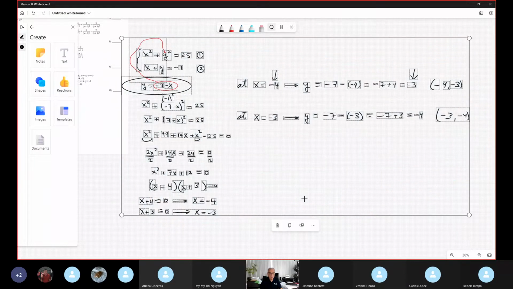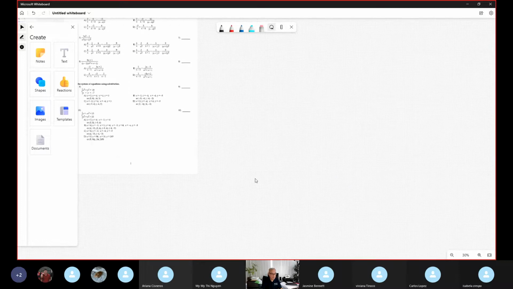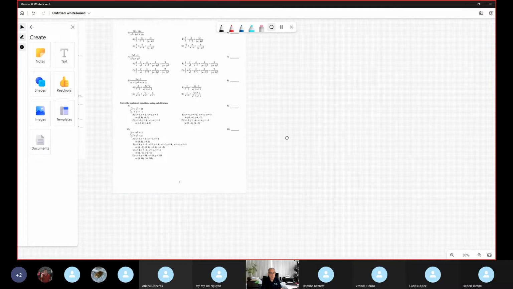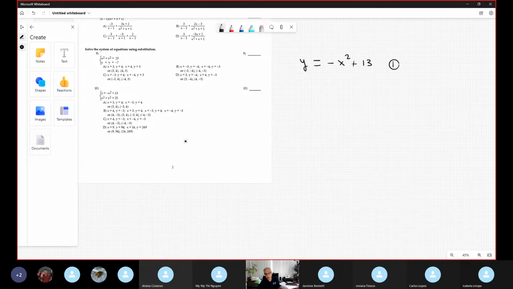Next is also nonlinear. It's number 10, no? Number 10, yeah. Number 10, on the same page, is y equal minus x squared plus 13. Okay, this is my first equation. So nonlinear, obviously, and x squared plus y squared equals 25 is my second equation.